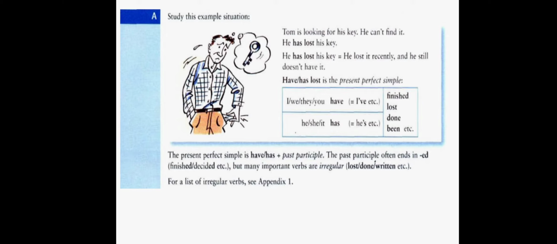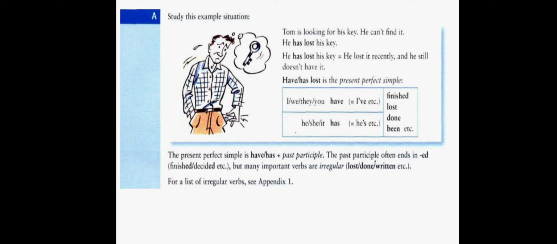So here the difference between past simple and present perfect is that the past simple action is finished, completed, and it has no effect now. The situation has changed. But if the situation is the same or has an effect now, then we use the present perfect.